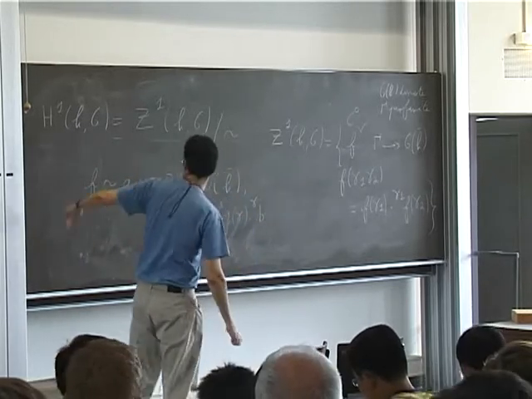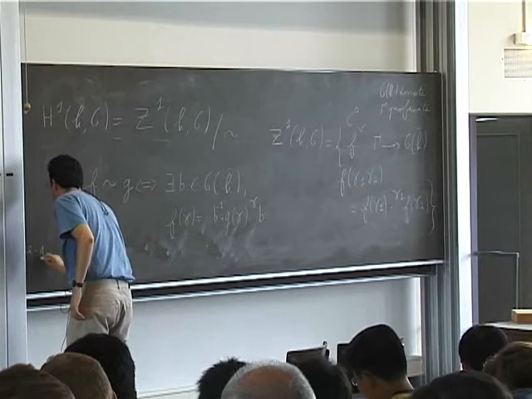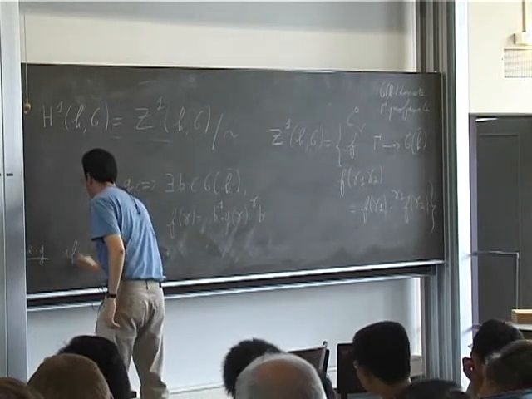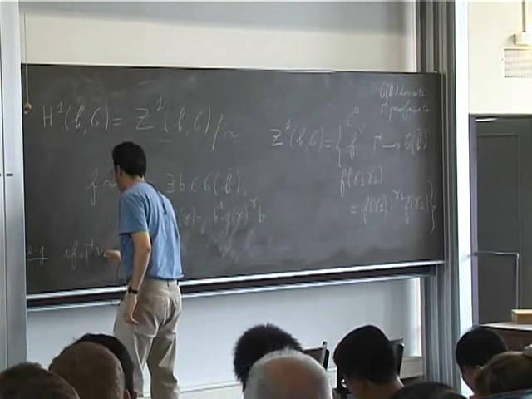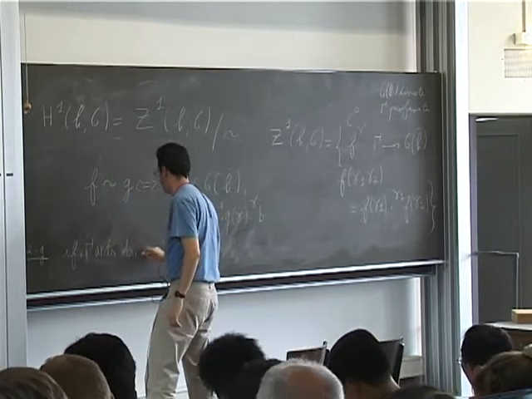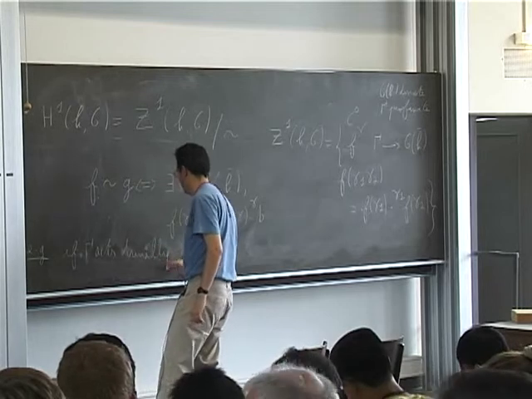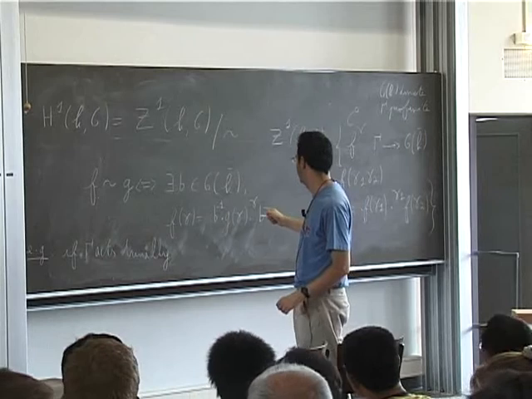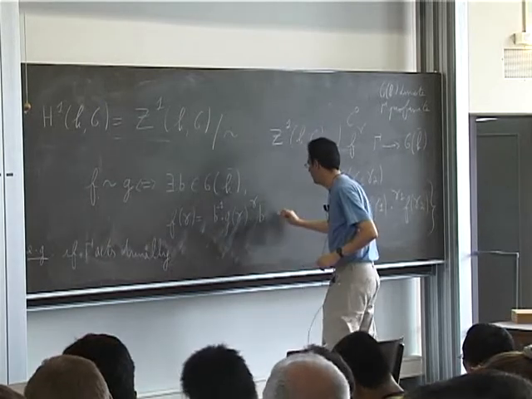So for example, if the action is trivial, gamma acts. Is this a different b depending on which gamma you have? What? So this is depending on, for all gamma, sorry.